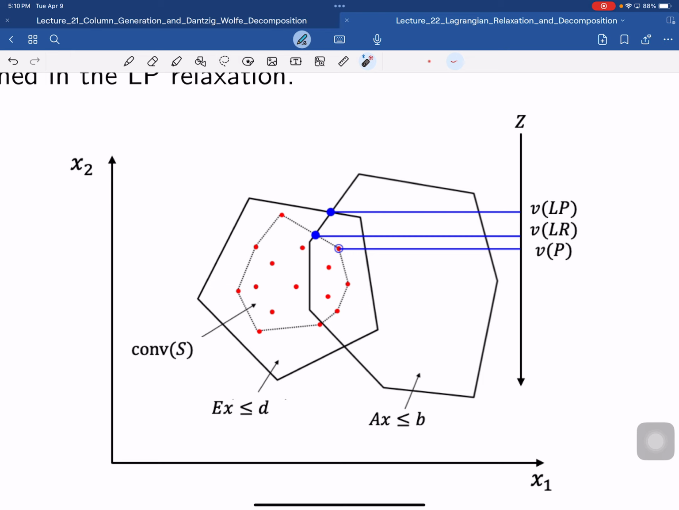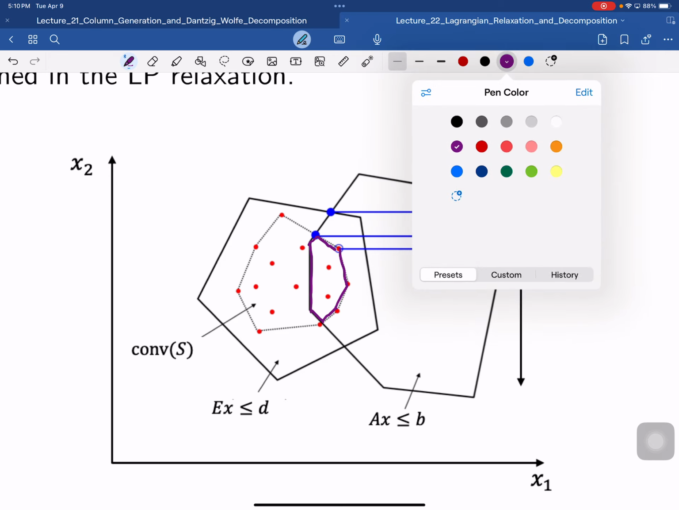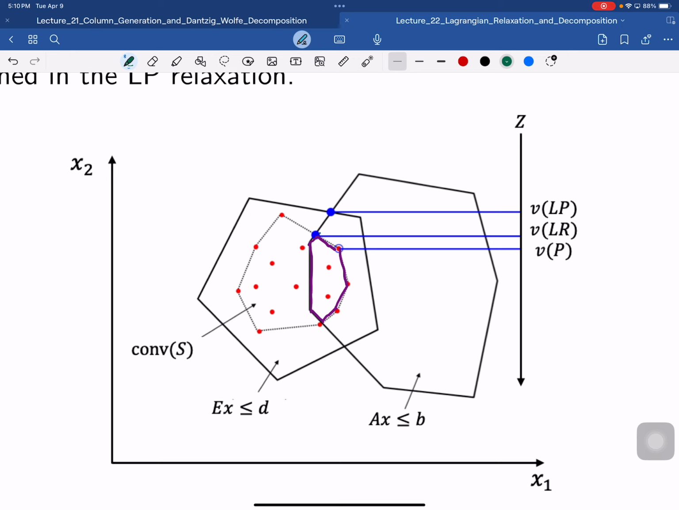okay, maybe let's draw it using some color here. So this purple region is the feasible region of the primal characterization, right? It's the convex hull of the constraints you did not dualize, intersect with the constraint you dualize. And maybe let's draw with a different color. And then the feasible region of the LP relaxation is this region here. You just intersect two polyhedral sets.